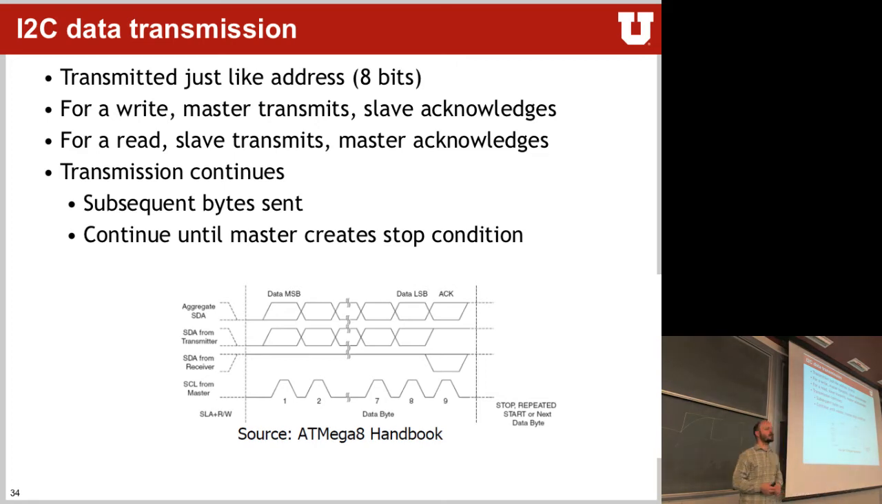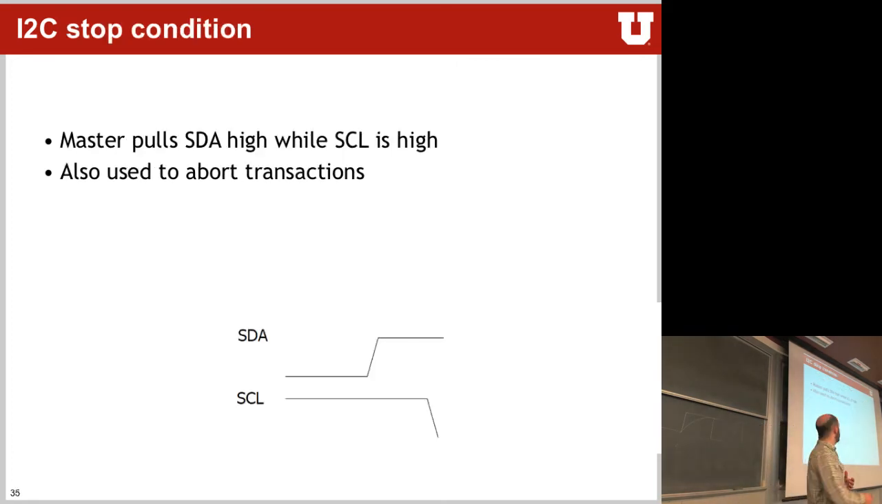Make sense? Okay. At the end of the transaction, the master pulls the clock line high while the data is still low. This particular condition tells us that this is either an abort of the transaction or the end of the transaction, how it happened correctly. So there's a start condition, address, read/write, acknowledge, data, acknowledge, stop condition.